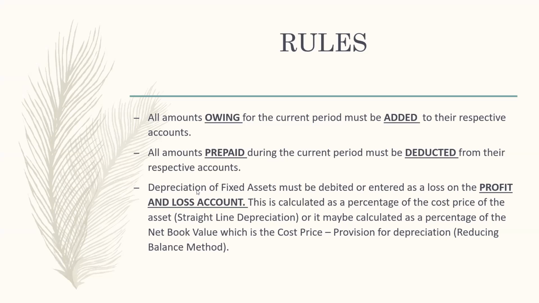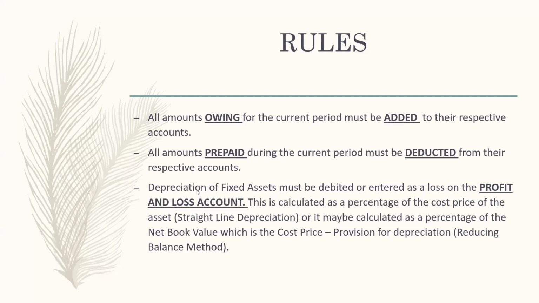The third rule we have here is depreciation of fixed assets, which must be debited or entered as a loss on the profit and loss account. So there are two ways in which we can calculate depreciation. Please know depreciation is an expense, and we can calculate it in one of two ways.